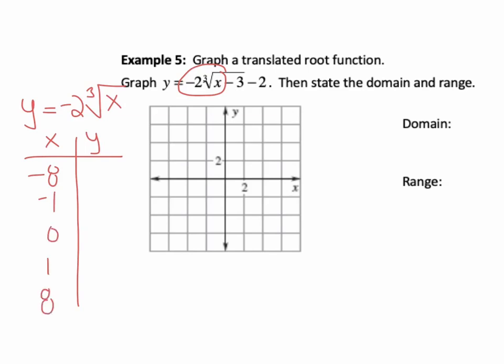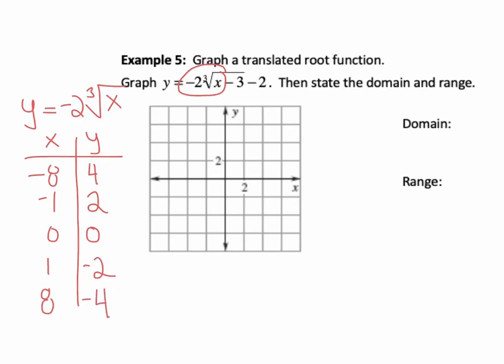So the cube root of -8 is -2, and then multiply that by -2, I get 4. Plugging in -1 gets me an output of 2. Cube root of 0 is 0 times -2 is still 0. Plugging in +1 evaluates to -2. And plugging in +8 evaluates to -4. So I'll go ahead and draw that in.